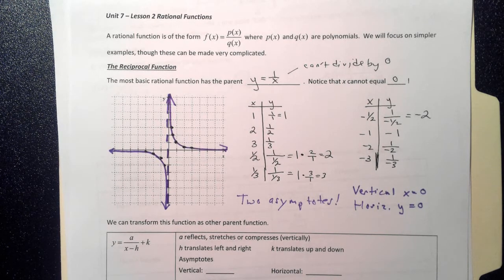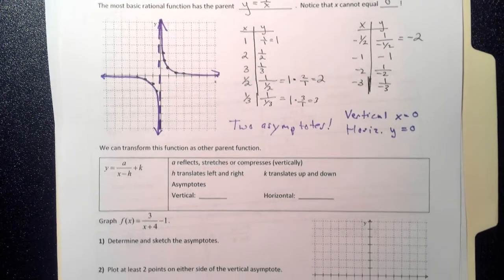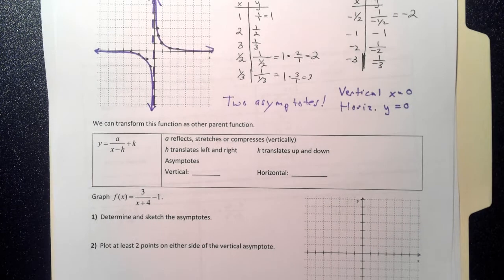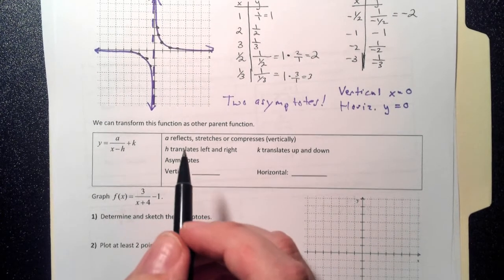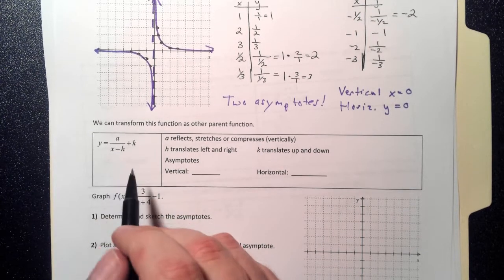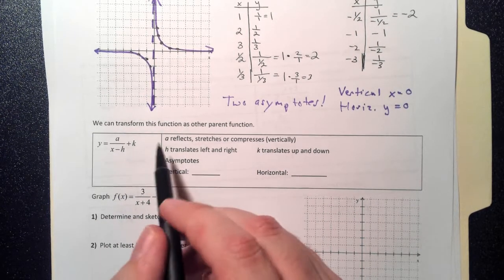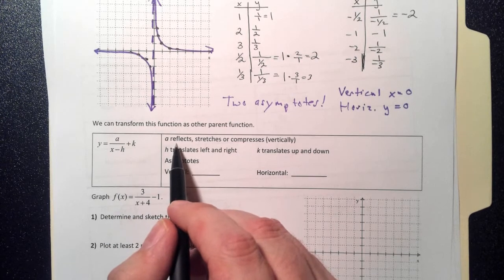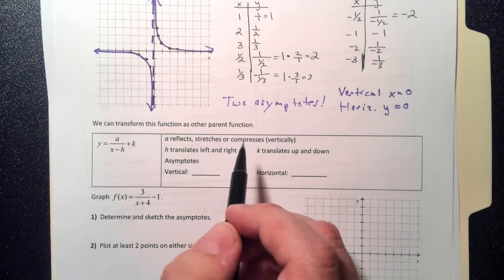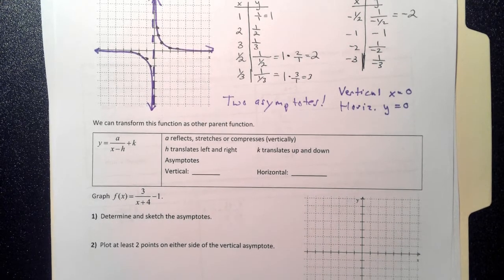Now, like any function in Algebra 2, we know that we can transform this. So let's look at the transformational form of the reciprocal function. Well, my transformational form is y equals a over x minus h plus k. These work the same way they have all year. A can reflect the graph if it's negative, we can stretch or compress vertically. H translates left and right. K translates up and down.